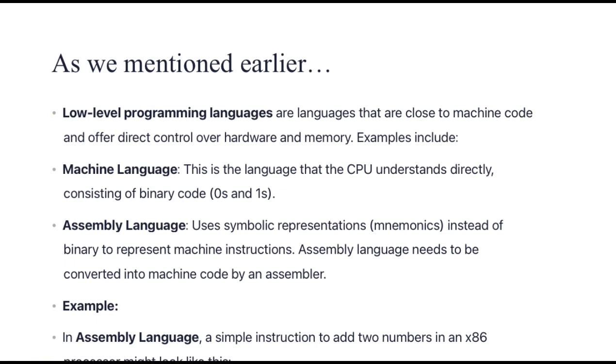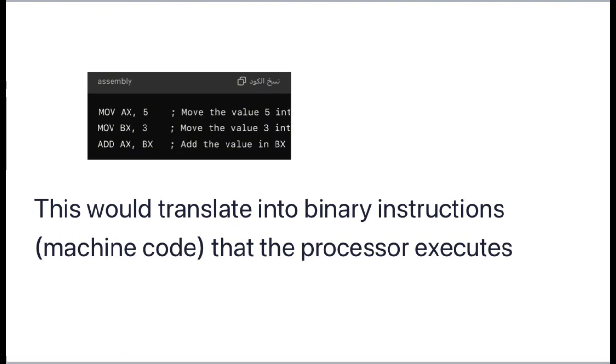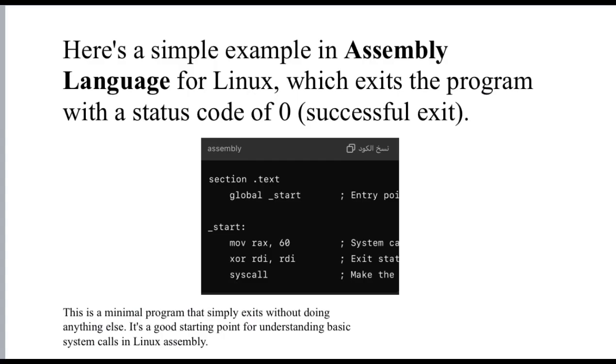Here is an example in assembly language. Assembly instructions to add two numbers in x86 processors may look like this. Okay, this is the code in assembly language. This would translate into binary instructions, machine code that the processor executes. And here is a simple example in assembly language for Linux, which exits the program with a status code of 0, successful exit. This is a minimal program that simply exits without doing anything else.